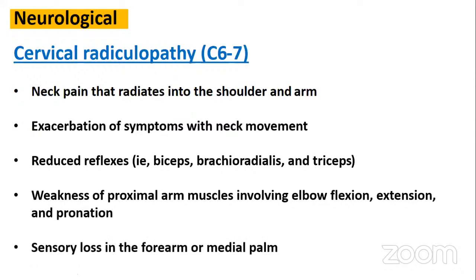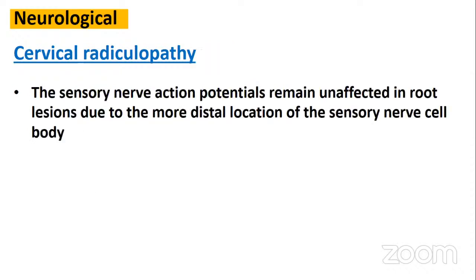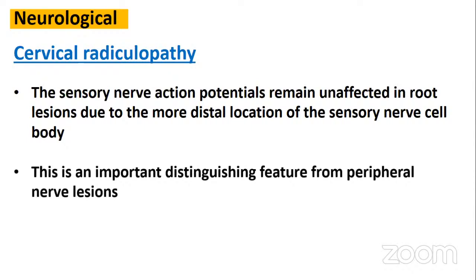And sensory loss is there in the forearm or in the medial palm. But what is important is the sensory nerve action potentials remain unaffected in root lesions because the sensory nerve cell body is located more distally. So SNAP is usually unaffected. And it's a very important distinguishing feature from peripheral nerve lesions. So it's very important to see this component when you have cervical radiculopathy.